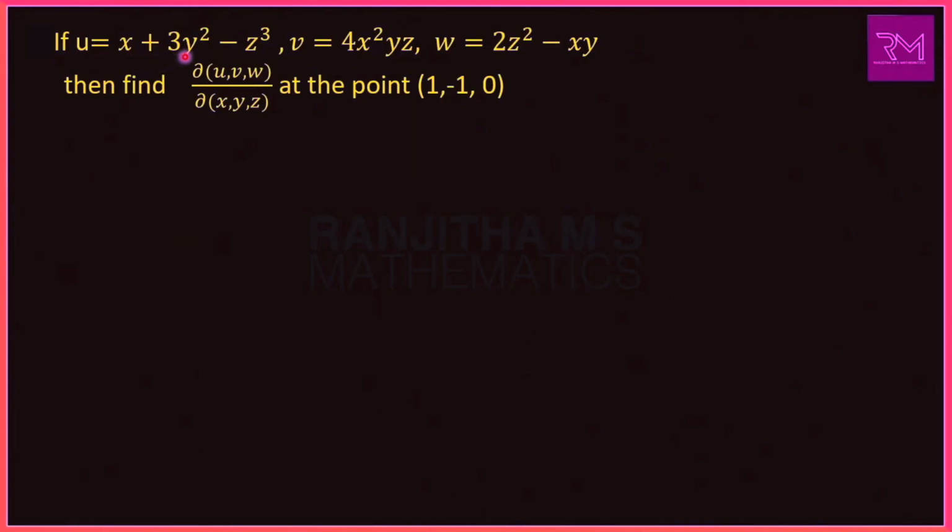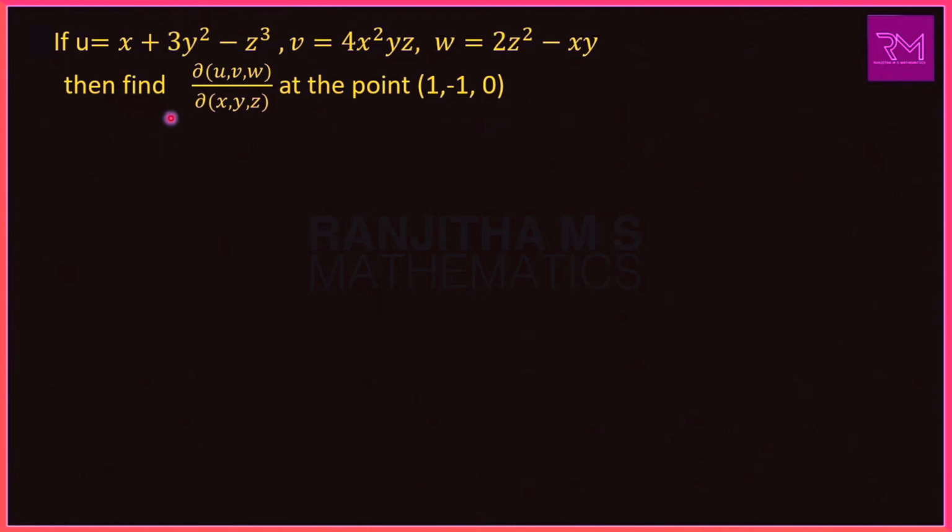u is equal to x plus 3y² minus z³, v is equal to 4x²yz, w is equal to 2z² minus xy. Then find ∂(u, v, w)/∂(x, y, z) at the point (1, -1, 0).